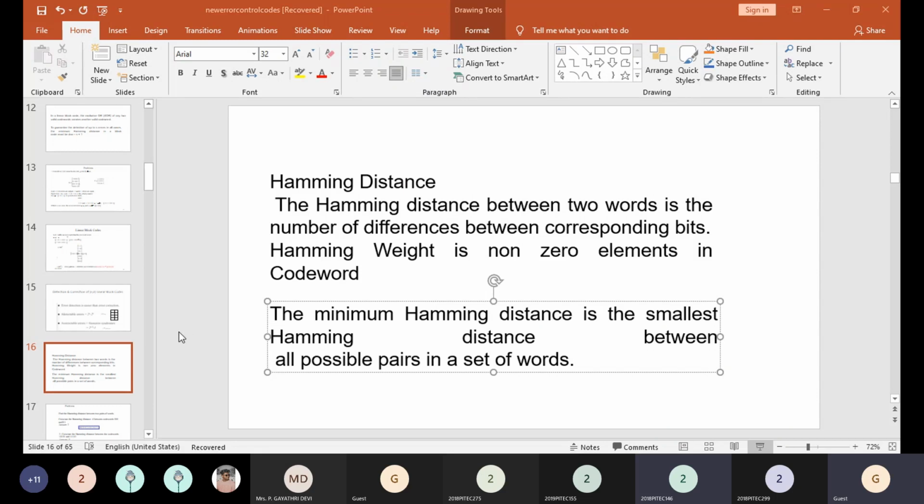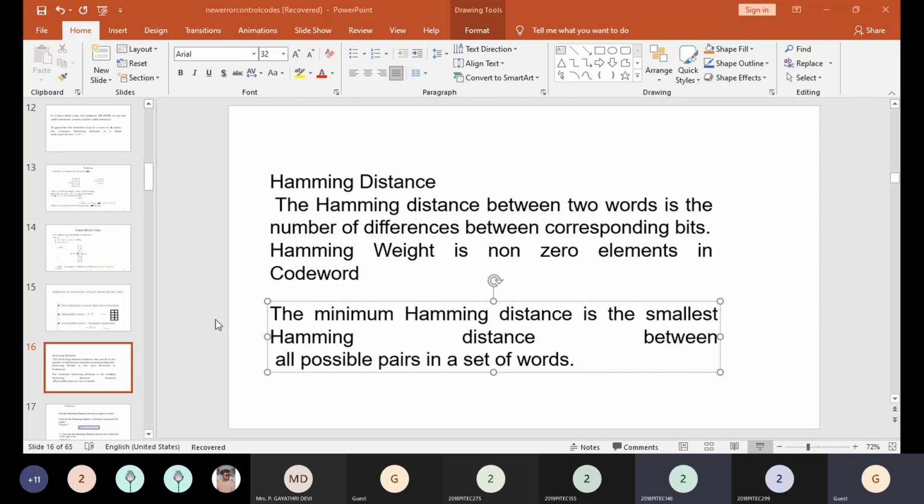Then if you compare the second bit in this code word, there is one change. So the Hamming distance is, as of now, 1. Then if you compare the third bit, in the second code word it is 1, so there is no change. As of now, there is only one Hamming distance. Then the fourth bit is 0. The fourth bit in the second code word is 1, so there is a change. So the Hamming distance increases to 2.